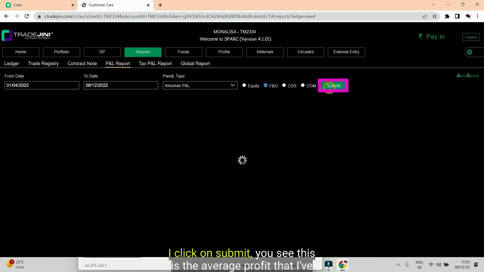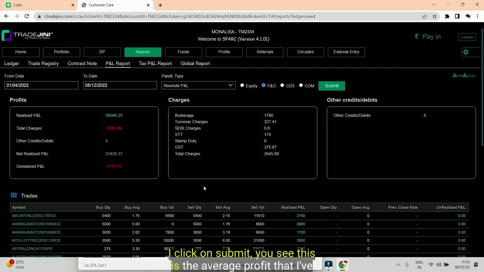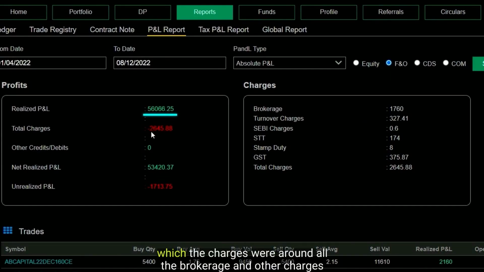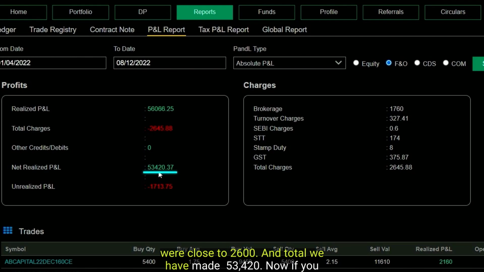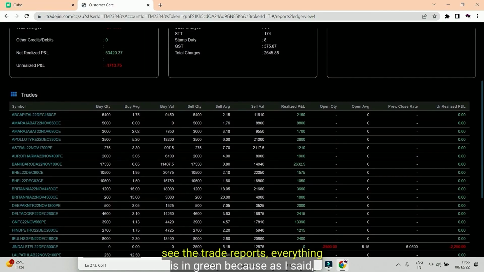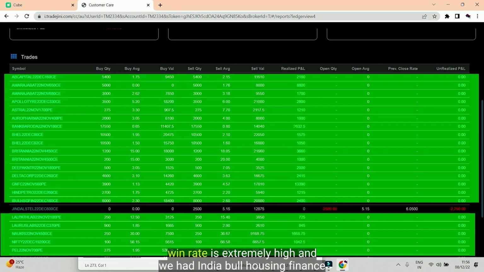If I click on submit, you see this is the average profit that I've made in the last 1 month or so. We have made close to 56,000 rupees, in which all the brokerage and other charges were close to 2,600, and in total we have made 53,420. Now if you see the trade reports, everything is in green, because as I said, the win rate is extremely high.